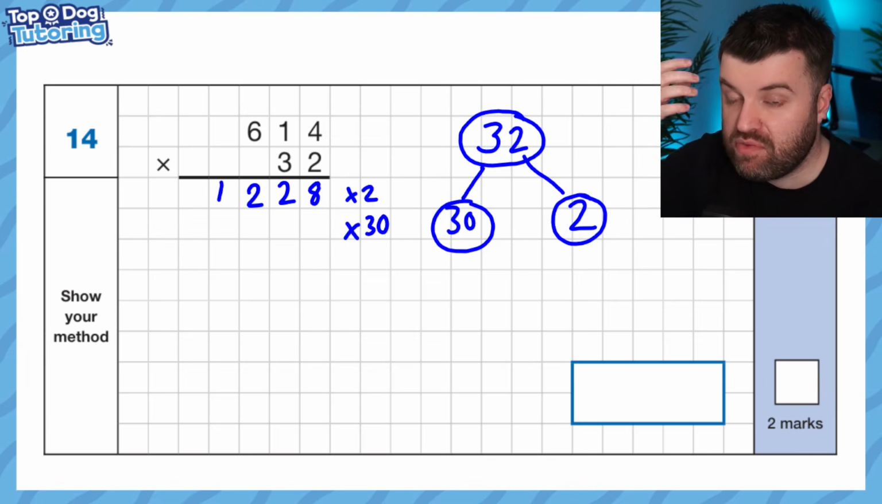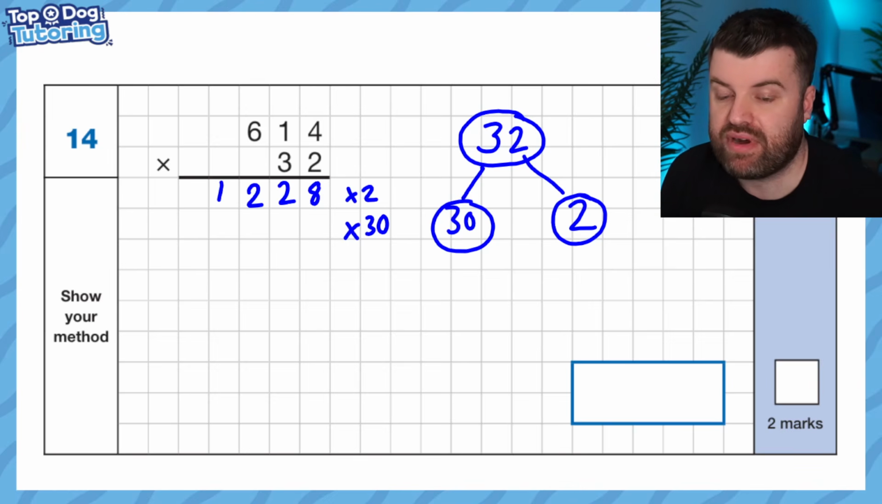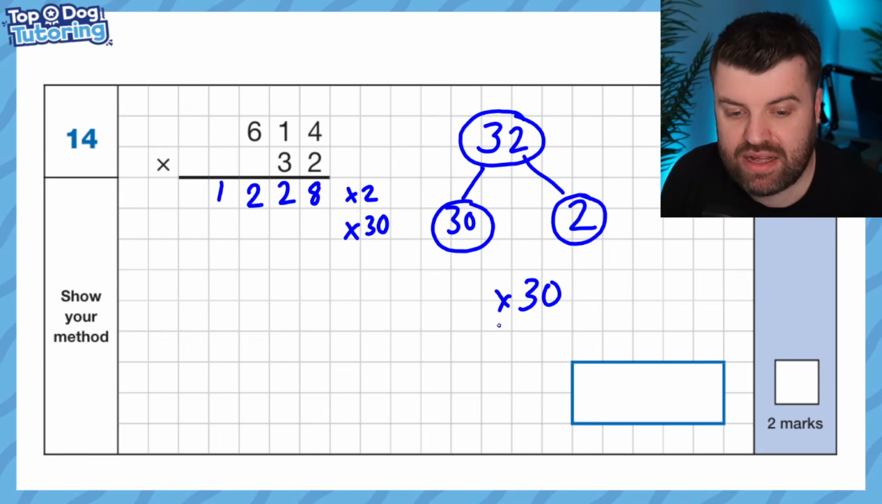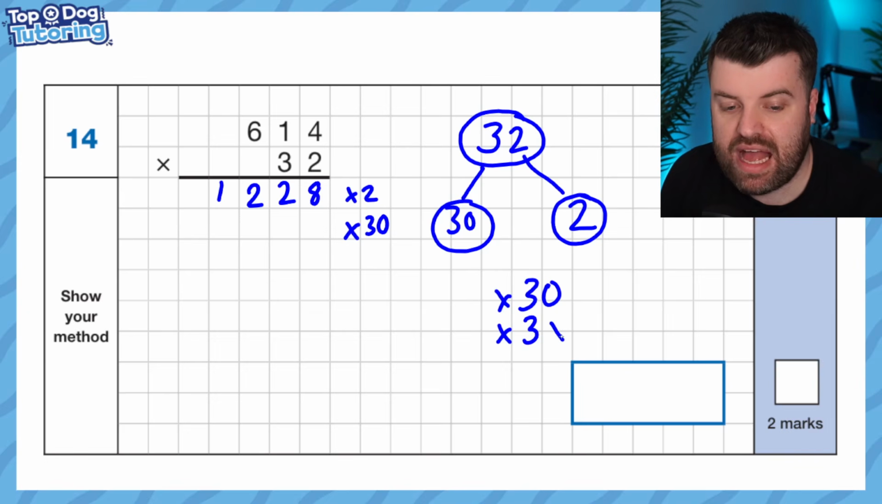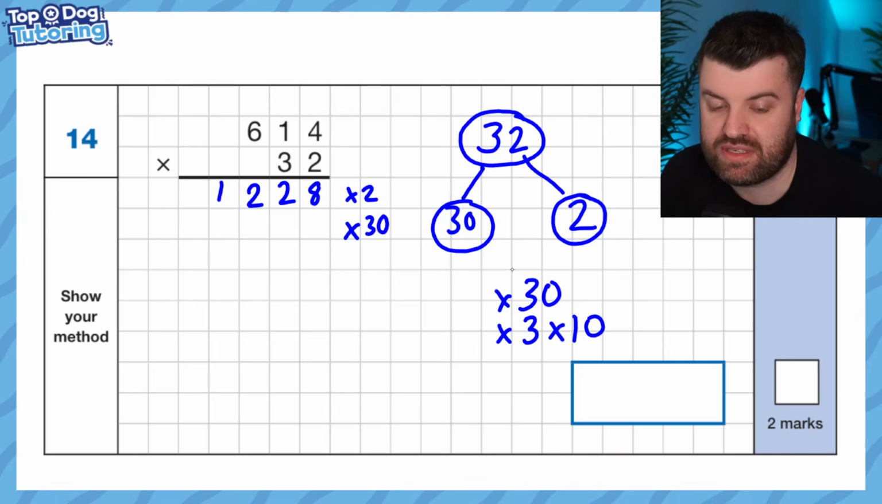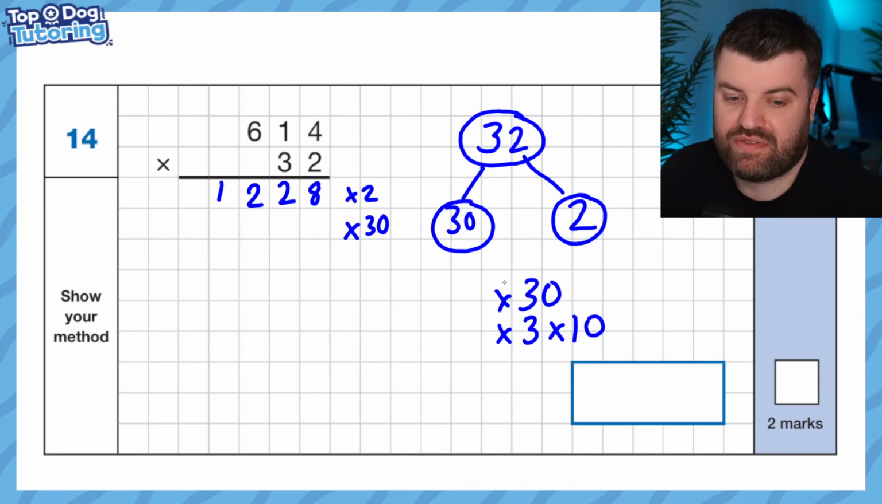Now, we'd be really confident again at this point in breaking up numbers into factors. We'd understand that when I multiply by 30, it is the same as multiplying by 3 and then multiplying by 10, because 3 times 10 is 30. So it gives you the same answer. It's the same thing. We want to take advantage of that.